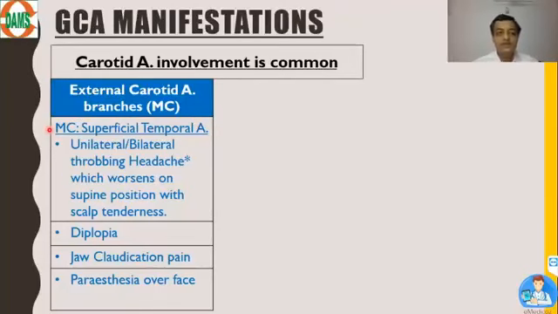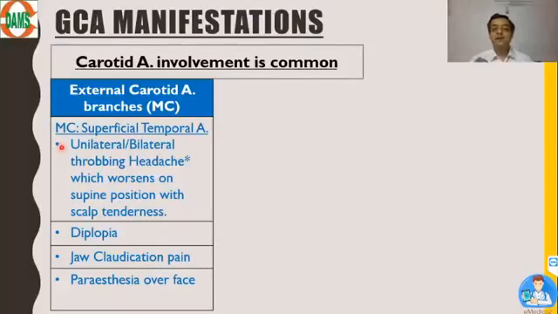This superficial temporal artery involvement is the one which causes unilateral or bilateral throbbing headache. Because of the involvement of the superficial temporal artery, you get the most common symptom. The most common symptom is unilateral or bilateral throbbing headache, which worsens in the supine position. Please remember, this is very important.